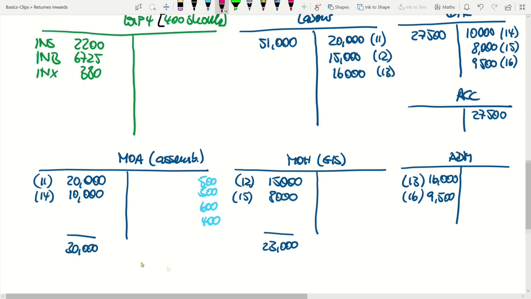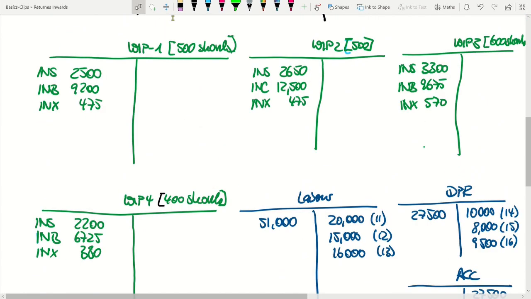I start with the first job order. It is 500 multiplied with 30,000, which I divide by the total of these 4 job orders, which is 2,000. Gives me 7,500. I make a debit entry in the work in process account, 7,500. And it comes from the manufacturing overhead assembly account.